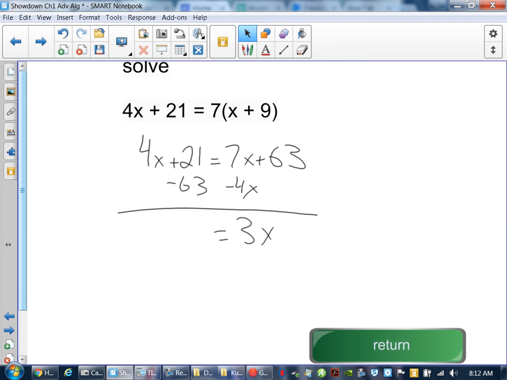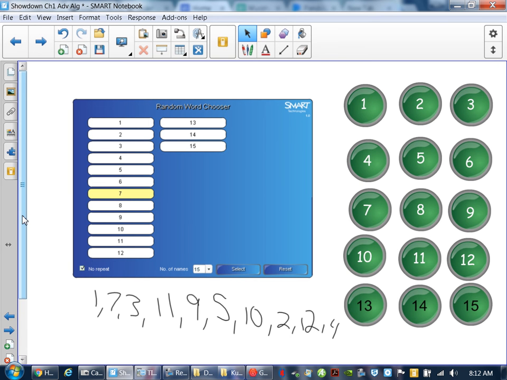Let's see. 21 subtract 63 is what? Negative 42. Divided by 3, and you get what? Negative 14. Quick and painless. All right, that was number 6. Number 15. So 1, 2, 3, 4, 5, 6, 7.